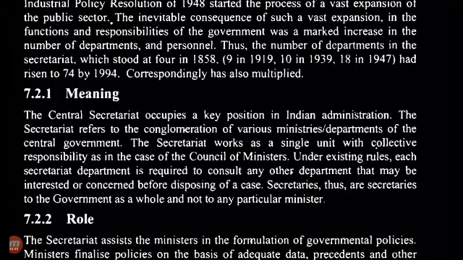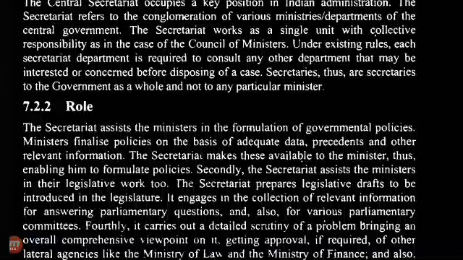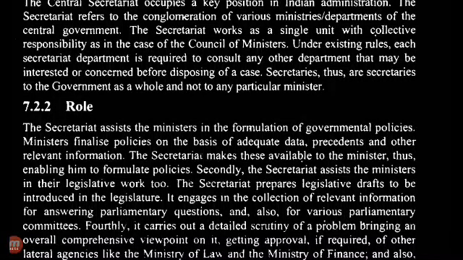Meaning: the Central Secretariat occupies a key position in Indian administration. The Secretariat refers to the conglomeration of various ministries and departments of the central government. The Secretariat works as a single unit with collective responsibility, as in the case of the Council of Ministers. Under existing rules, each Secretariat department is required to consult any other department that may be interested or concerned before disposing of a case. Secretaries thus are secretaries to the government as a whole and not to any particular minister.